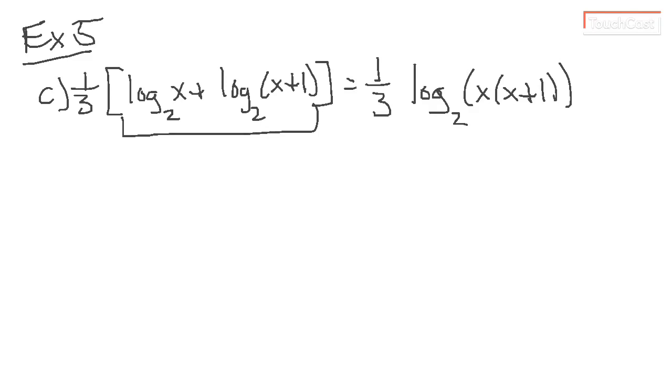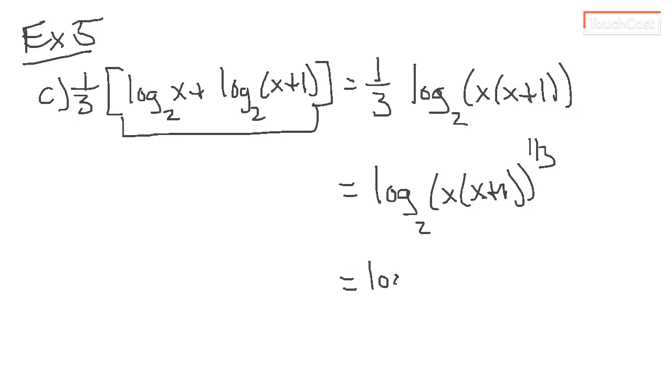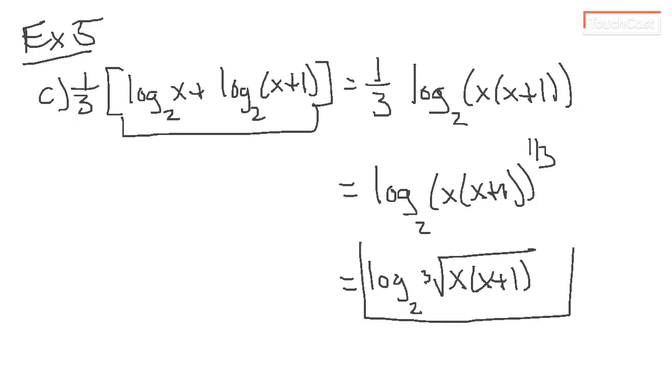Now I've got this 1/3 out in the front. We can take care of that with the power rule and write it as log base 2 of x times x plus 1 to the 1/3 power. And since we know a power of 1/3 is the same as a cube root, we can write this as the log with the base of 2 of the cube root of x times x plus 1. We've condensed it down to one expression, and we are done. And we're done with this video. This whole lesson, we are done.